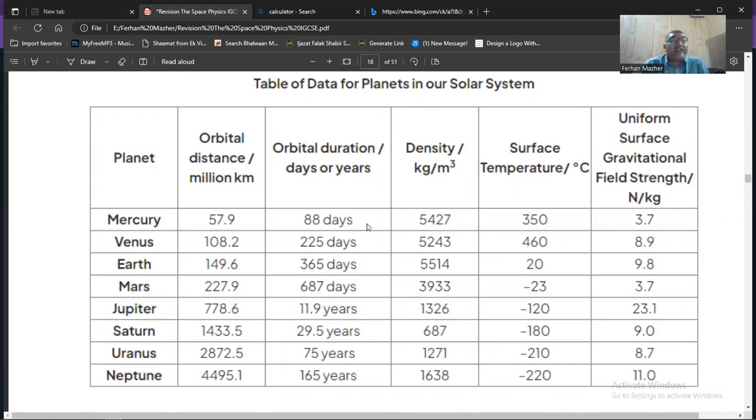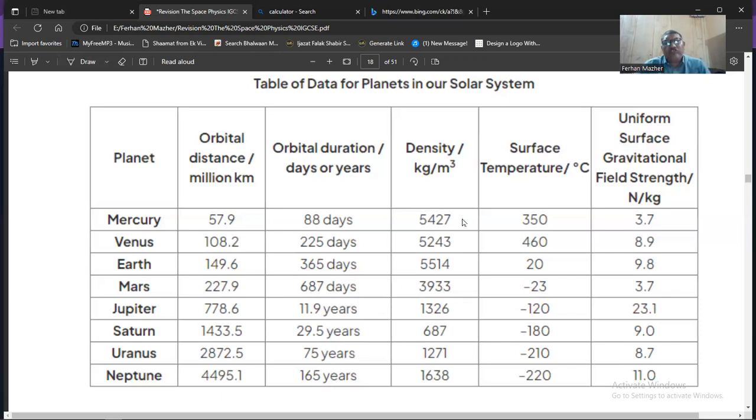Orbital duration, in days or years. On Mercury, it is 88 days. On Venus, it is 225 days. On Earth, it is 365 days. On Mars, it is 687 days. On Jupiter, it is 11.9 years. On Saturn, it is 29.5 years. On Uranus, it is 84 years. And on Neptune, it is 165 years.